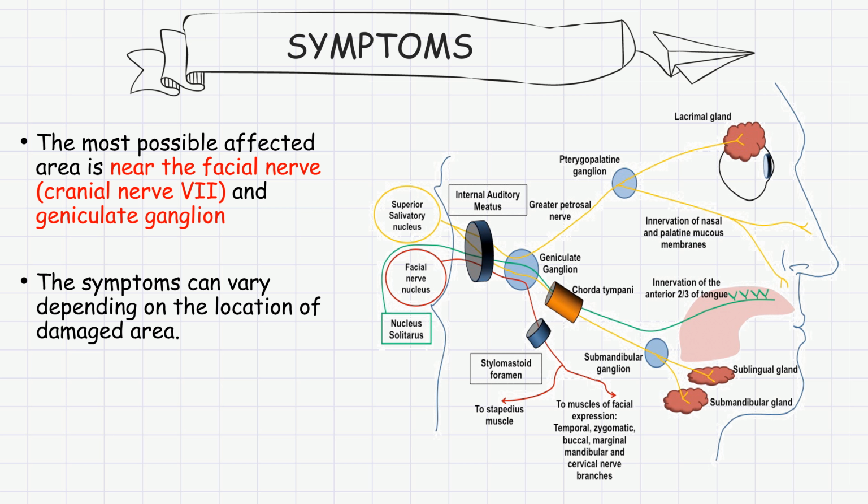There are a lot of symptoms of Bell's palsy, because it depends on the location of the affected area. The most possible affected area is near the facial nerve and geniculate ganglion.